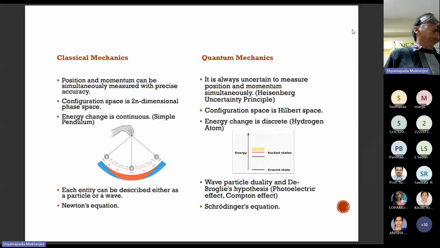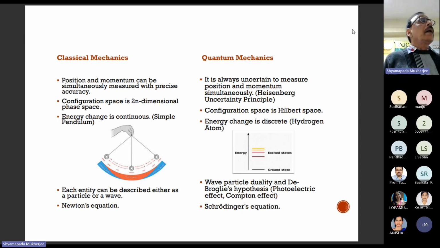To find any physical problem, we apply Newton's equation: force is equal to mass into acceleration. Based on a little extension of that one, we get the Lagrangian equation and the Hamiltonian equation. So all the classical properties in our day-to-day life are given by Newton's equation.